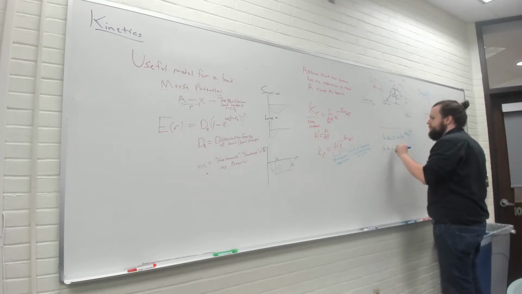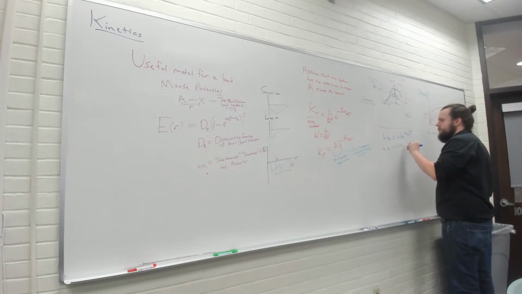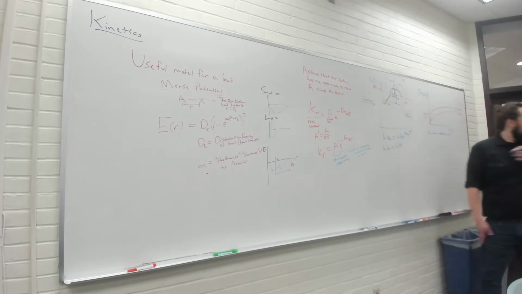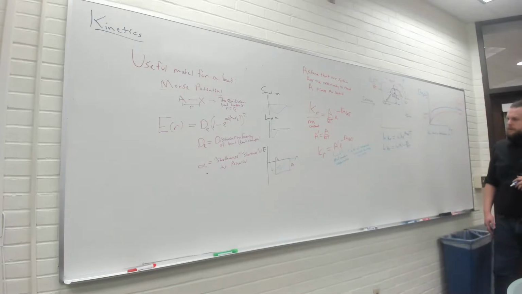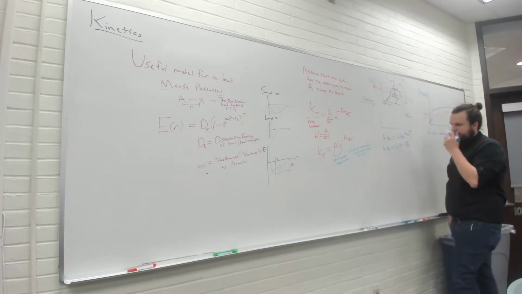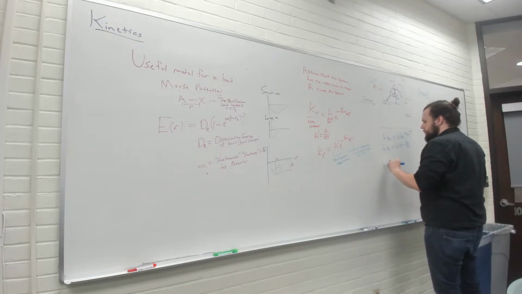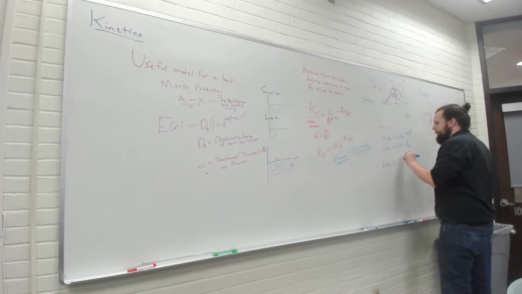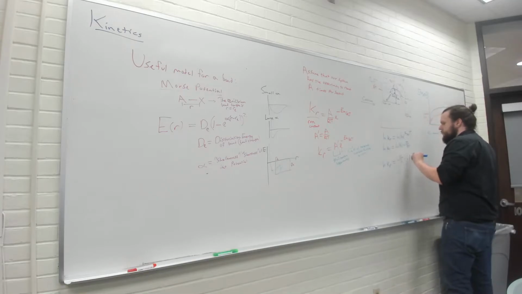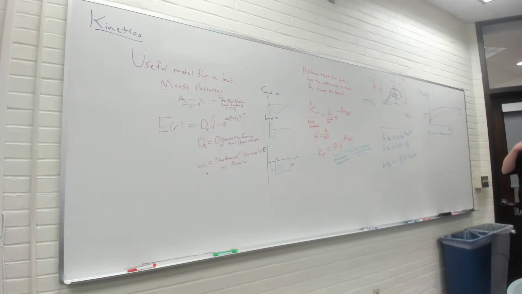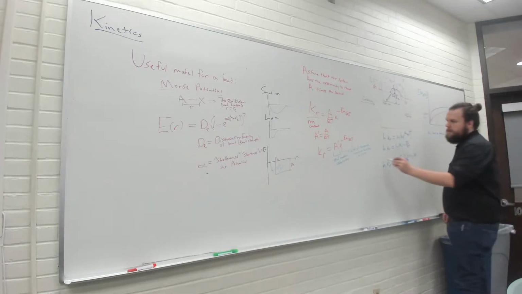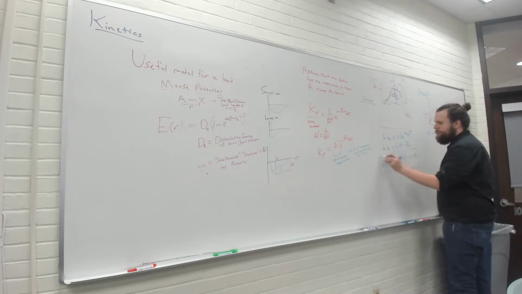Which means, and I'll just use some log rules, that it's the log of A. And then the log of an exponent is just the exponent, so it would be minus EA over RT. And then I'm just going to rearrange this a little bit. Kr is equal to minus EA over R times the quantity 1 over T, plus the log of A. This is what's called the Arrhenius equation.